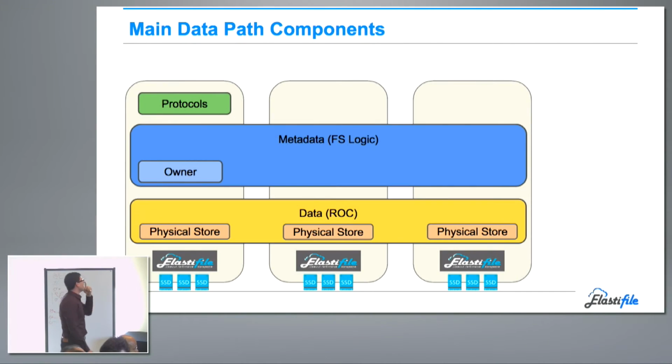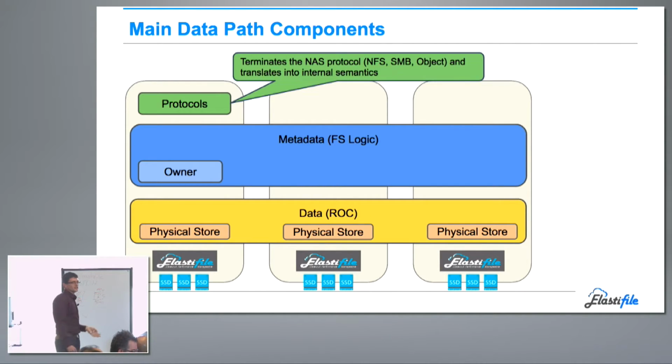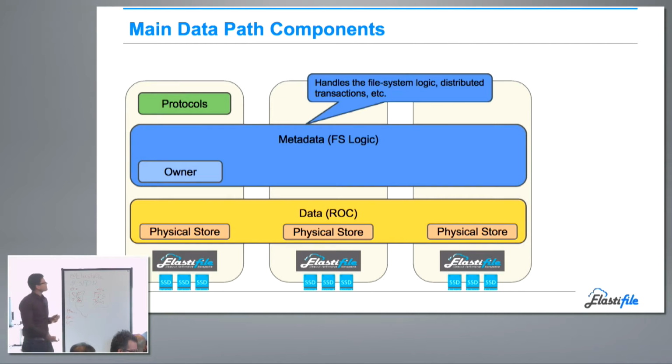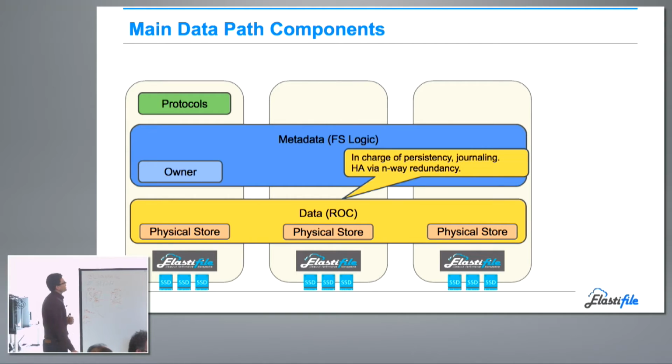Okay. So let's look at the main components we have. We have the protocols layer, which terminates the different protocols, NFS, SMB, objects, and translates them into internal semantics. The second layer is the metadata layer, which does the actual file system work, including distributed transactions and all the consistency guarantees. And the third layer is the persistency data layer, which is in charge of persisting the journal for the transactions. Its high availability is via n-way redundancy.